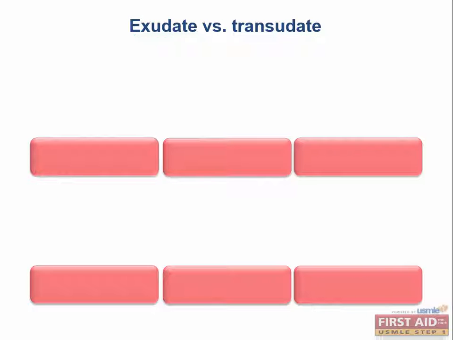Do you know what those criteria are? Light's criteria. And this is commonly tested on boards, so it's important that you know the 3 Light's criteria. If any of them are true, then it's an exudate. So what you do is you compare the fluid collection that's in the interstitium to the fluid in your capillary. And you set up ratios.